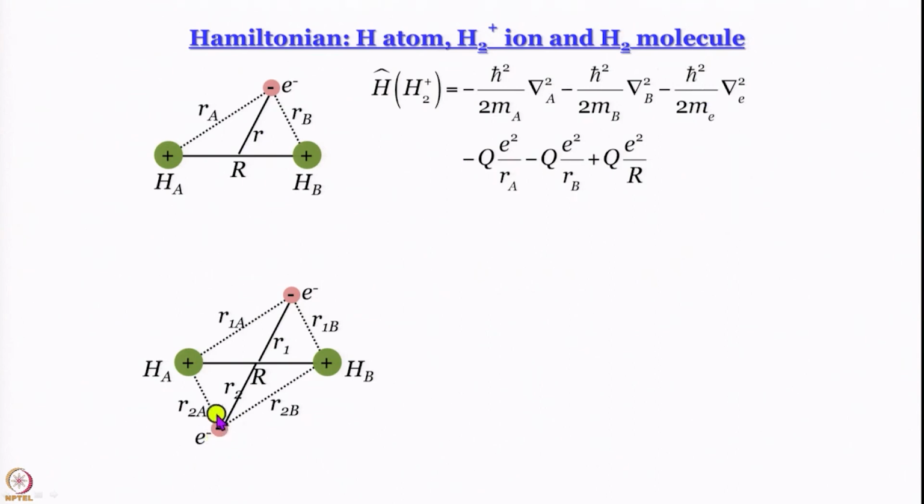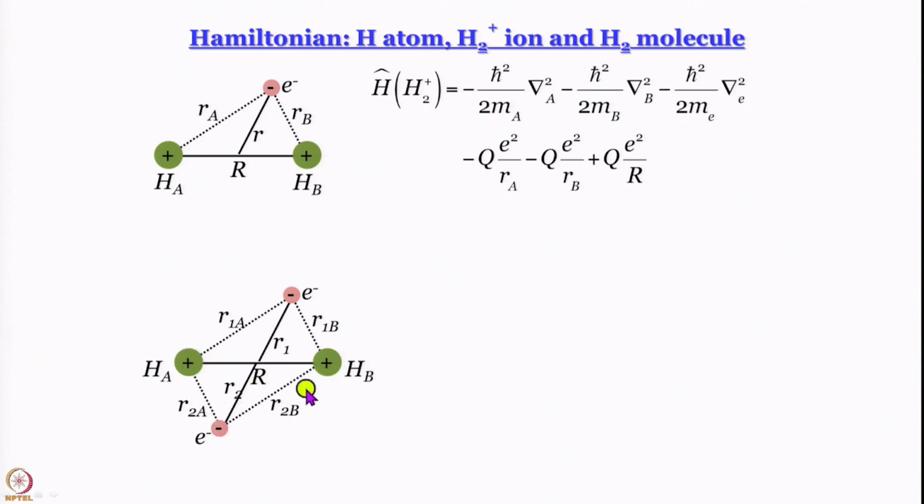Well, we will get something like minus q square divided by R2a minus q square divided by R2b. This is due to attraction of this electron by these two nuclei.